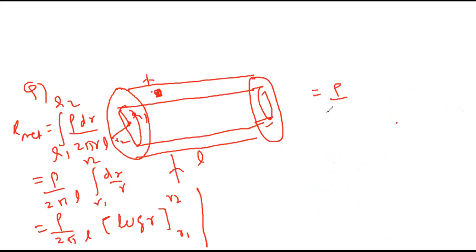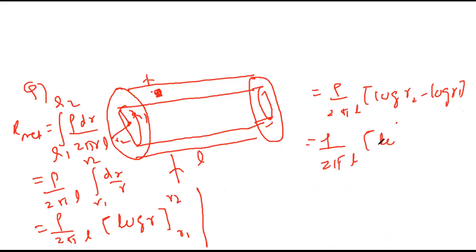Finally, you will get rho upon 2 pi L log of R2 minus log of R1. That is rho upon 2 pi L log of R2 upon R1.